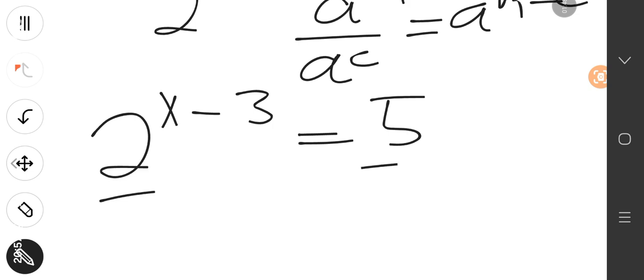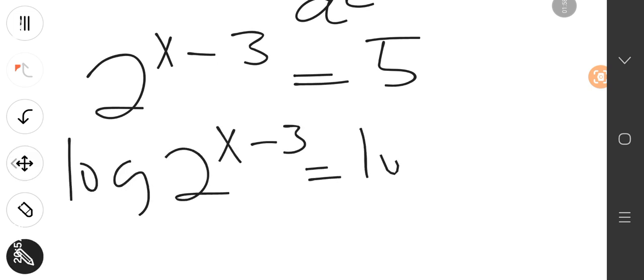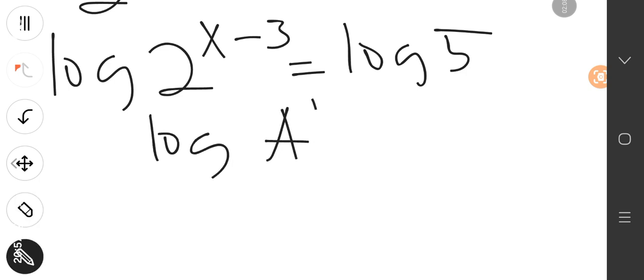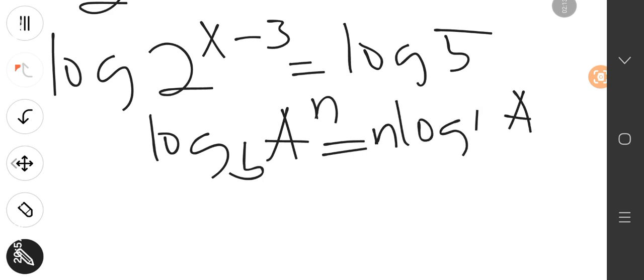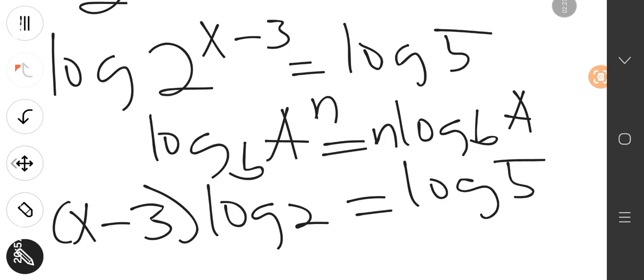Now the base here and the base here are not the same, so let's apply logarithm. We say log 2^(x-3) = log 5. Let's apply the logarithm definition here: log of a^n base b equals n log a base b. And this gives us (x-3) times log 2 equals log 5.